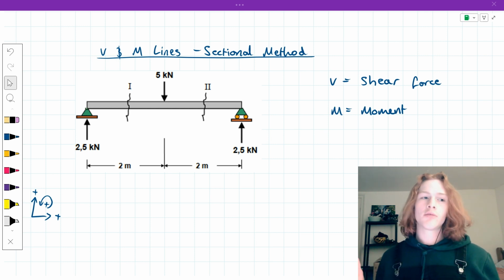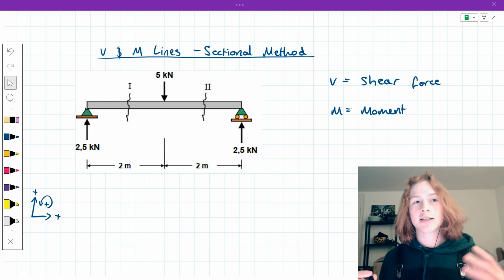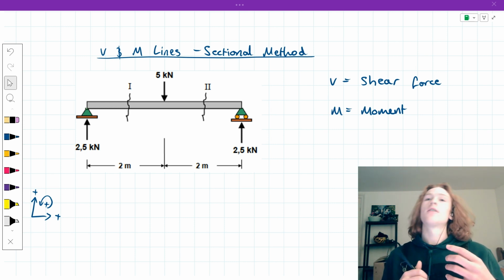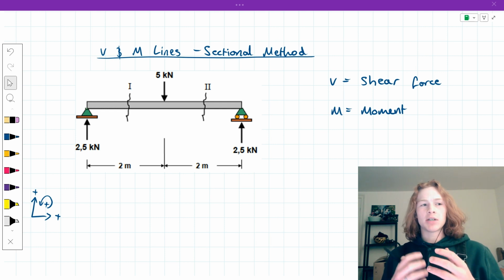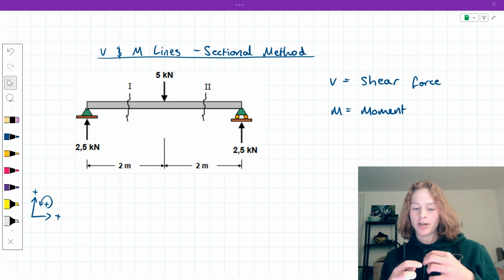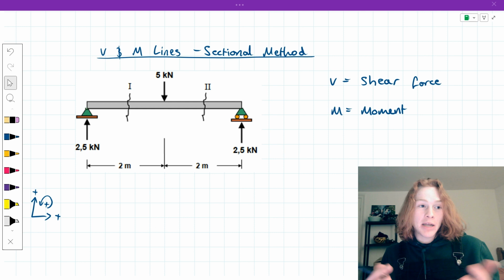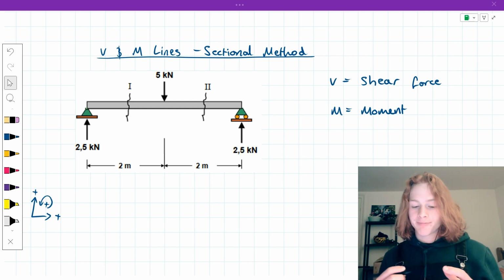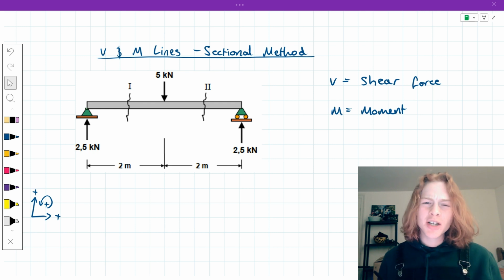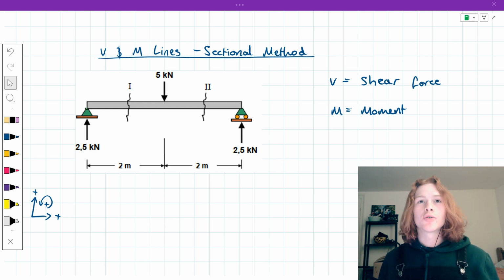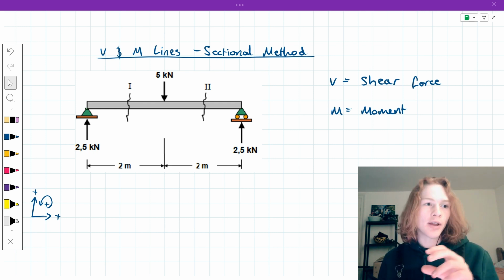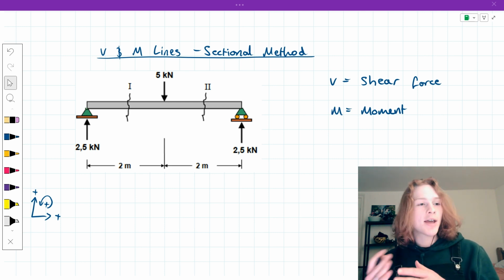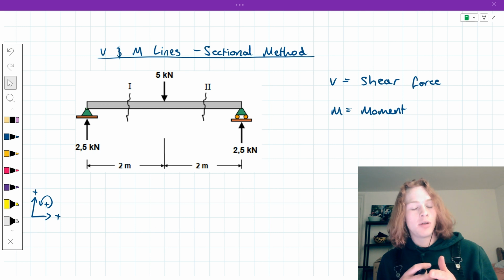So, what are V and M lines? As I said, V refers to internal shear forces, so the forces experienced between the molecules that make up the beam in this example, and the moments that occur due to this. And we can describe them and use graphs to map what they look like. First off, it's important to recognize when they occur and when they change.